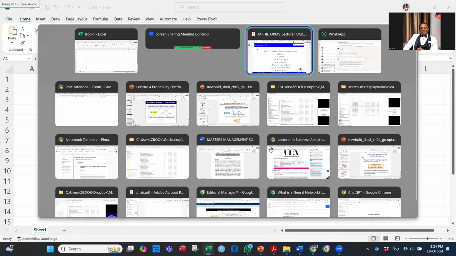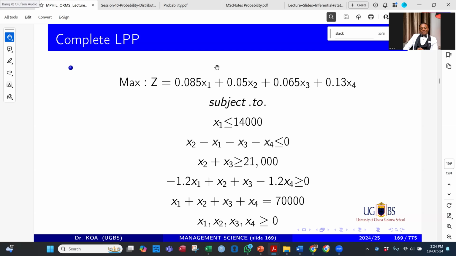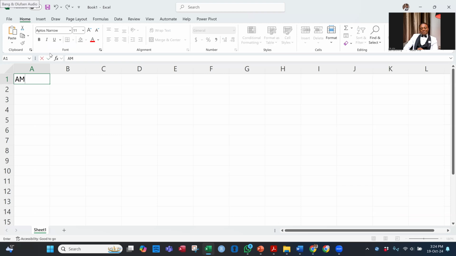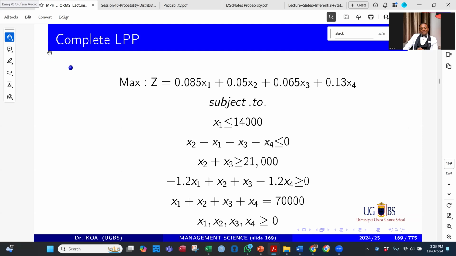Okay. So this is a model that you have. Your eye must always be in the model whilst you are formulating. On the top left corner, I'm going to call the name of the person, Amma. Then I'm going to write the decision variables. The first decision variable is municipal bonds. The second one is... Which one is the second? Is it certificate of deposit or treasury bills?